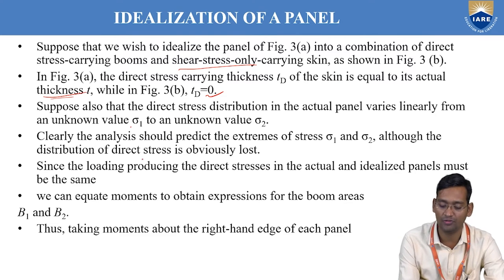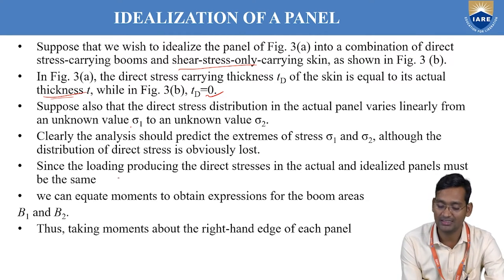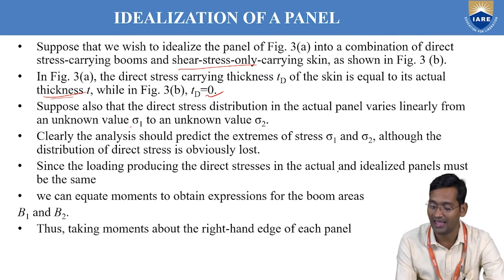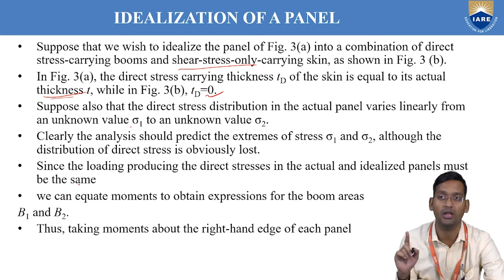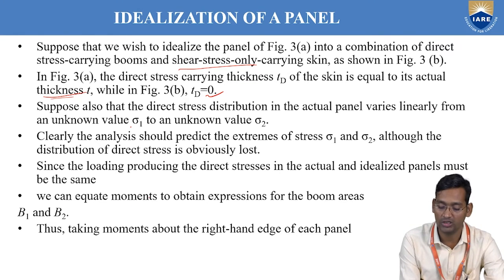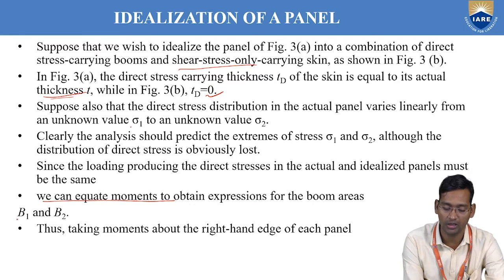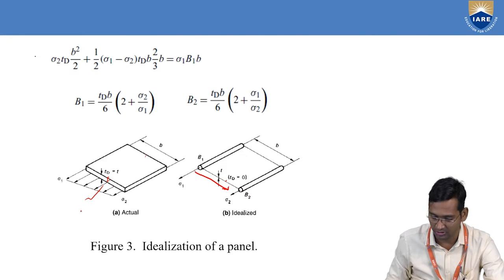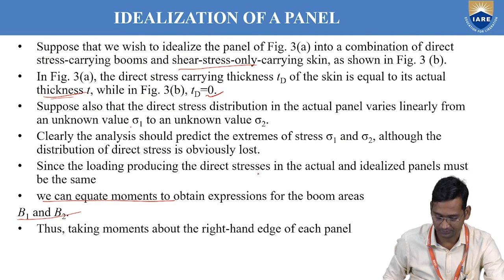Although the distribution of direct stress is obviously lost, the direct stress distribution would be there. Since the loading producing the direct stresses in the actual and idealized panel must be the same, meaning the loading should not change, we can equate moments to obtain expressions for the boom areas. Now what we will do is just equate the moments so that we get the boom areas B1 and B2. This is the boom area B1, and this is the boom area B2, that we have to find.